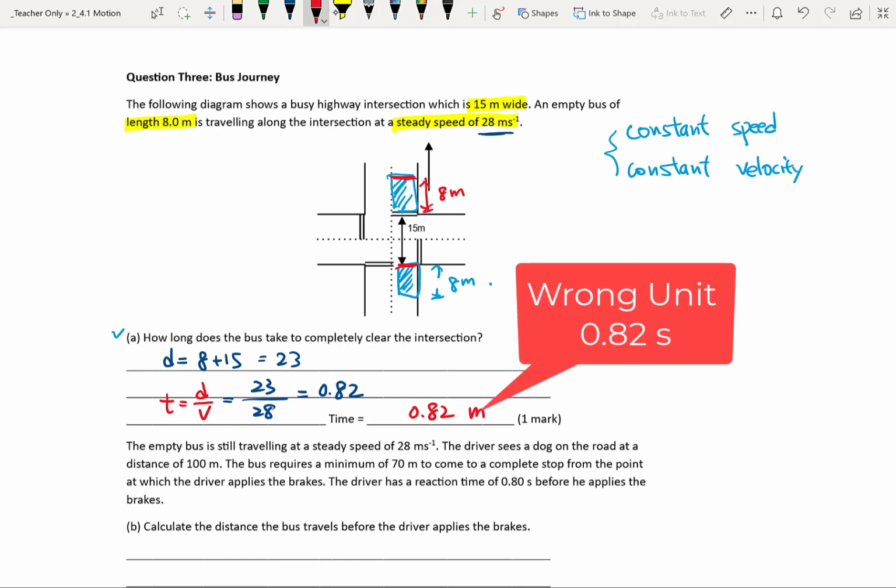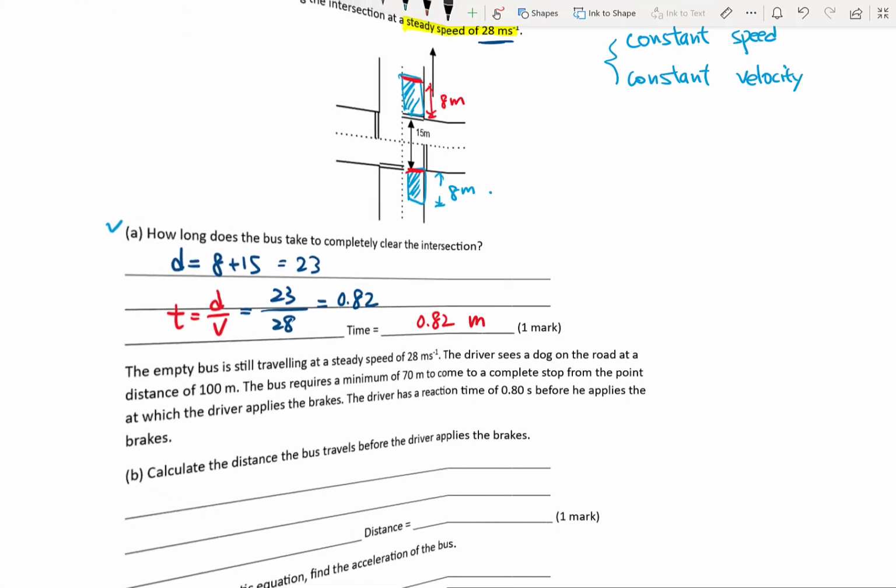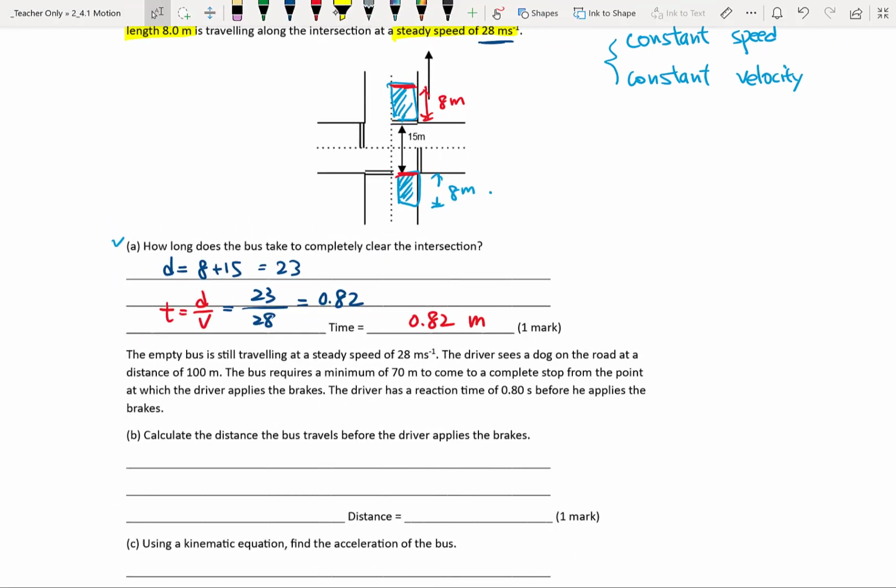Okay, so I think the important thing from this question is after you read the question, you need to know the situation, and this is a constant velocity situation. There's no acceleration involved. The next one, the empty bus is still traveling at a steady speed of 28.